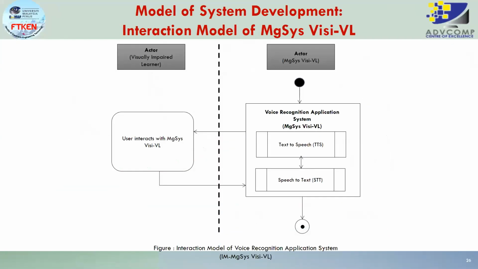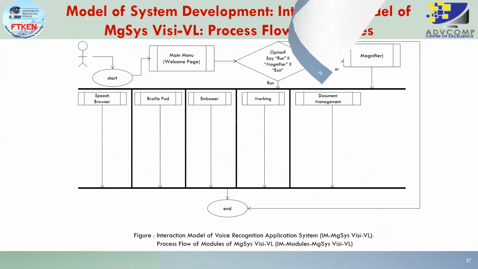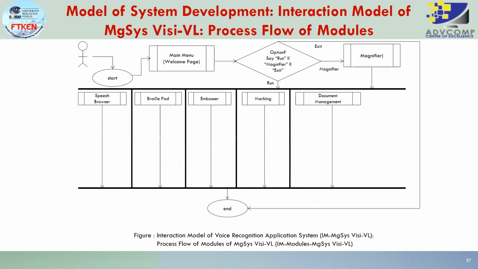Next, this is the third subphase, which is the development stage. At this stage, there are many modules that have been developed, about 6 modules. The process flow at this stage relies on the modules as the guidelines to develop the complete Maxis VCVL. So this is the model. As you can see here, it is the interaction model. And then next is about the process flow of the modules. These are the modules that have been mentioned just now: speech browser, braille pad, embosser, marking, and document management.